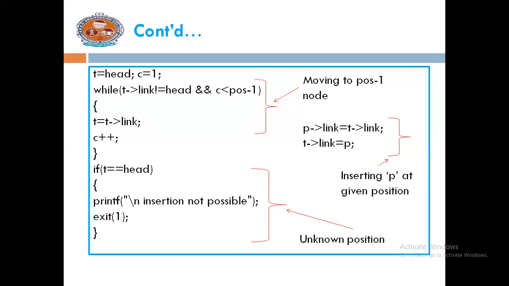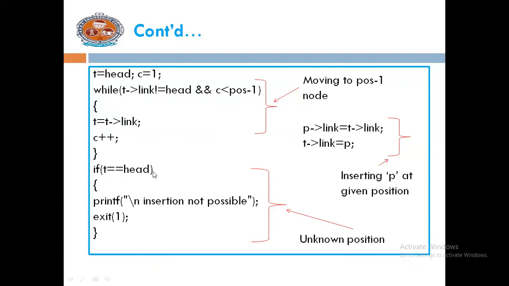If the list contains n nodes, a new node can be inserted at the n plus 1 position, but not at n plus 2 or n plus 3 and so on. So in that case, we can say that insertion is not possible.